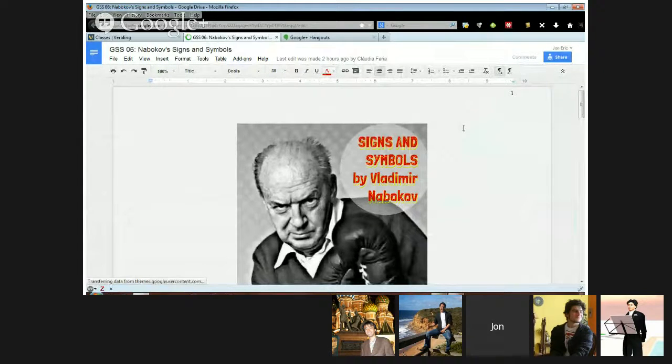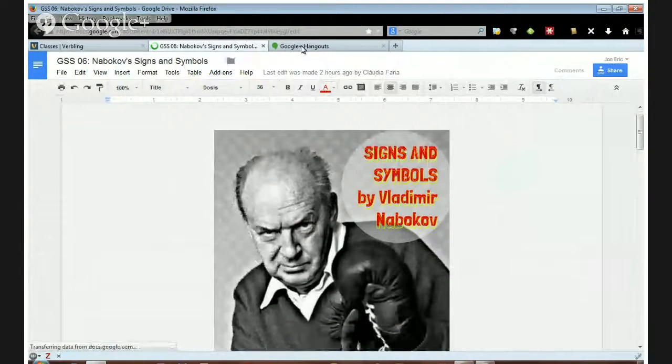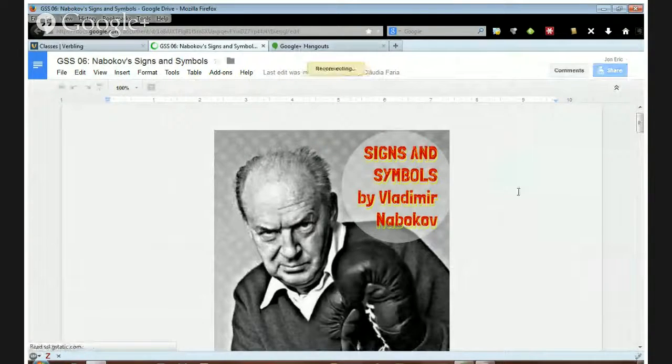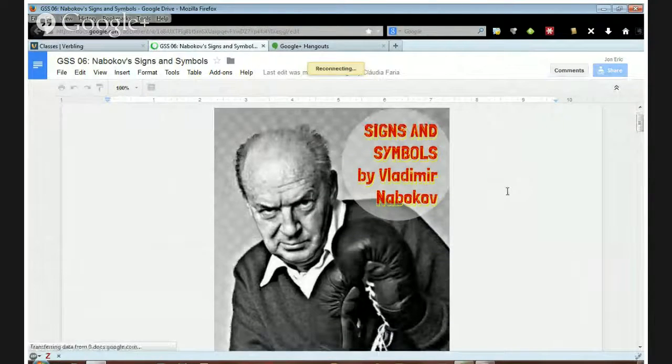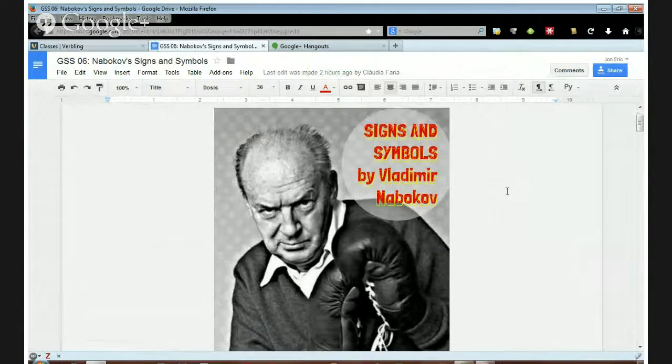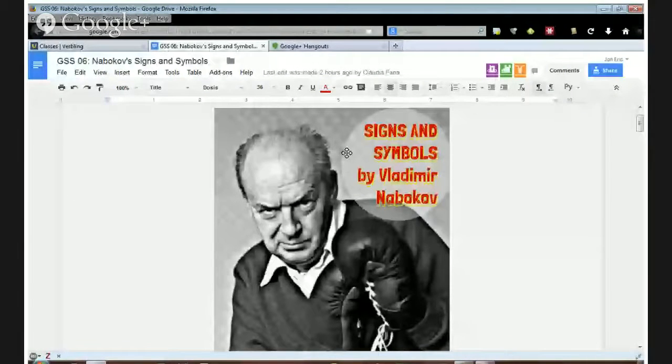There you go. Does anyone recognize that face? Yes. Who could forget that face? Look at that. Does anyone know why he's wearing boxing gloves? I'm just curious. Does anyone know the story behind this picture? Maybe not. I don't know the story behind this picture, but anyway, it's a good picture.